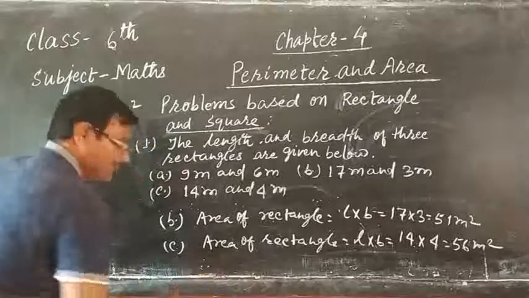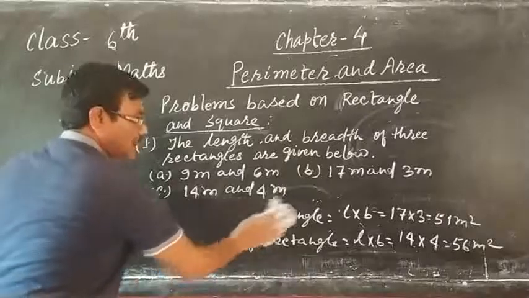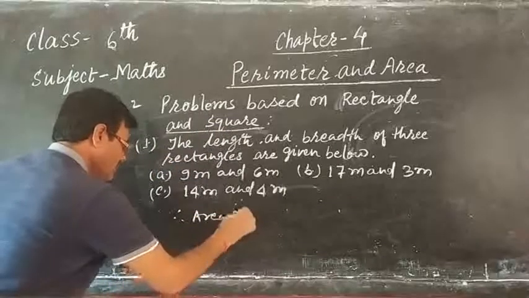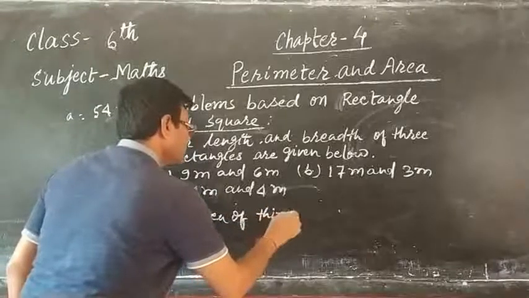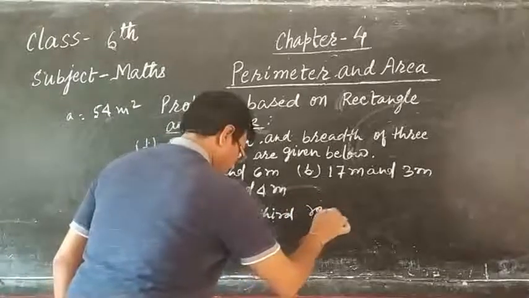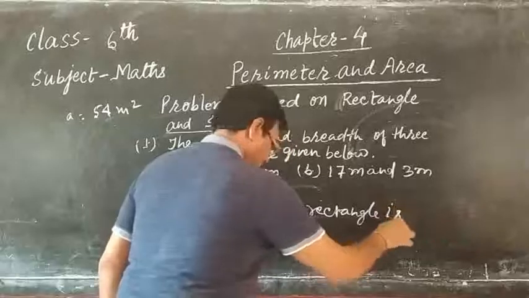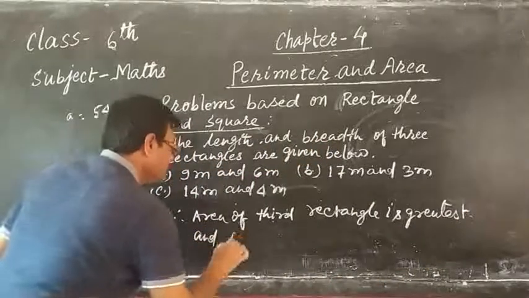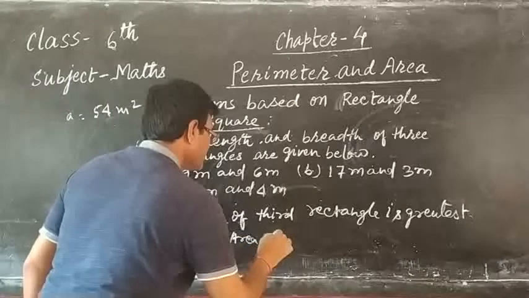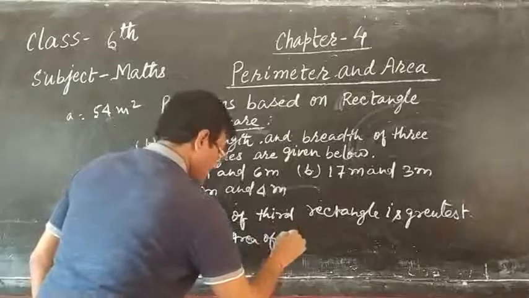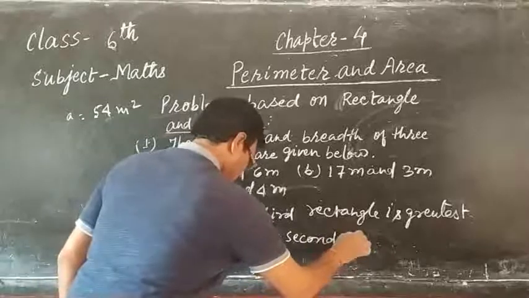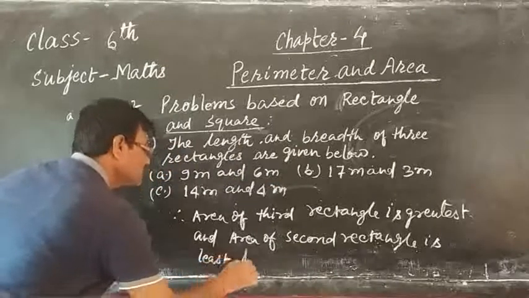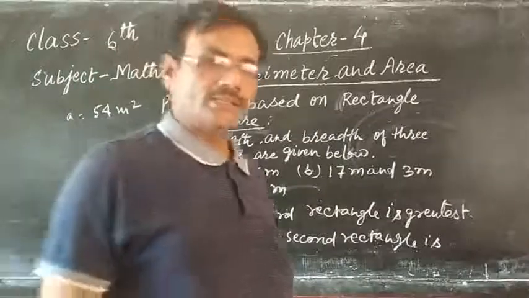Therefore, area of third rectangle is greatest and area of second rectangle is least.